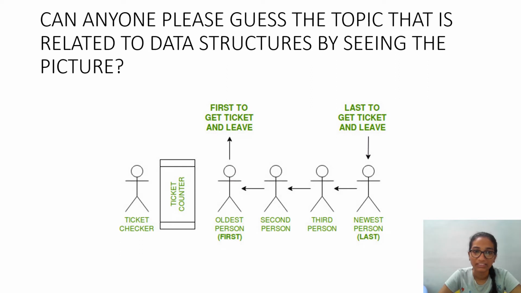By seeing the picture, we can say that the people standing in a lane for a ticket counter, the people who enter the ticket counter first will take the ticket and leave the counter first. So it follows the principle first in, first out. So the topic is queue in data structures.